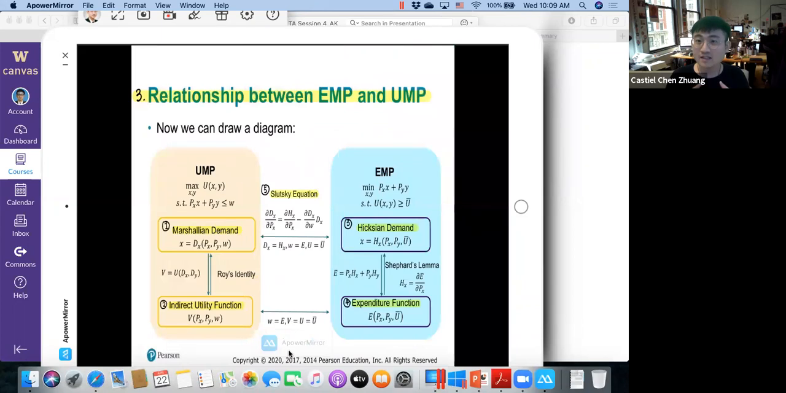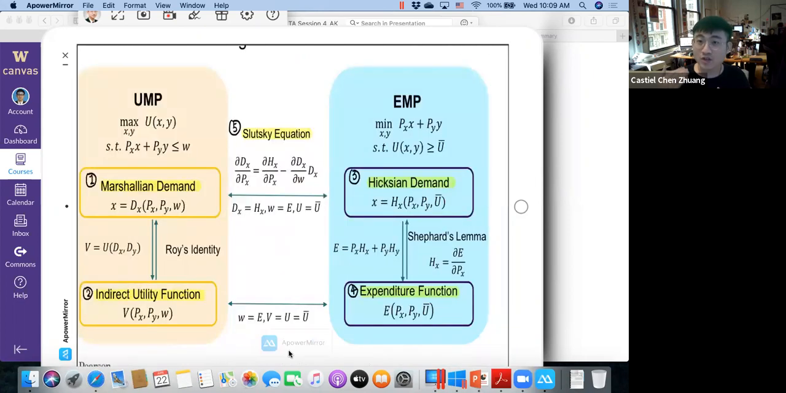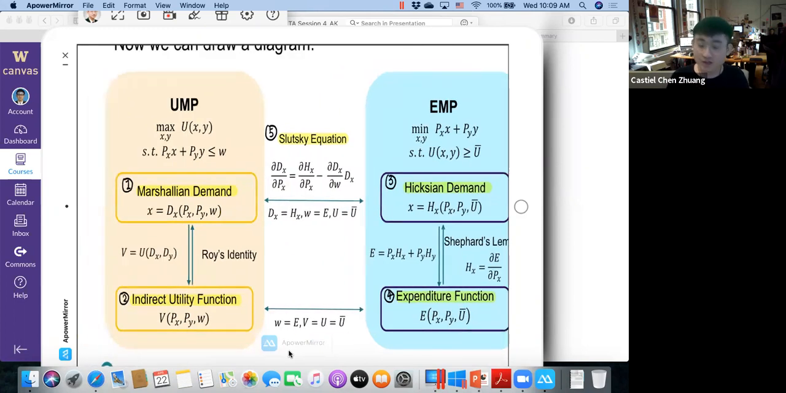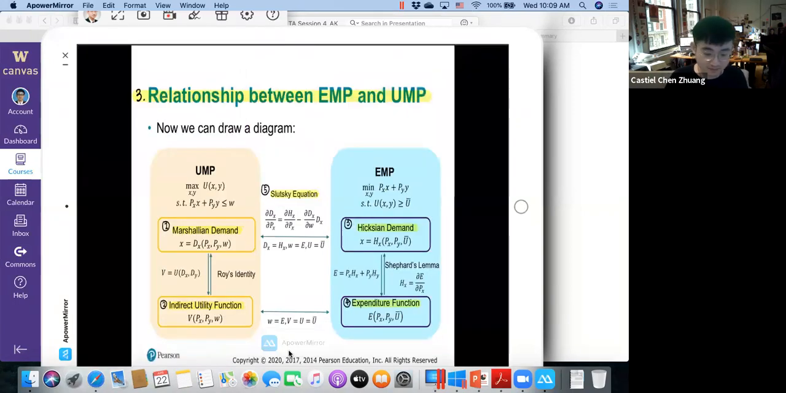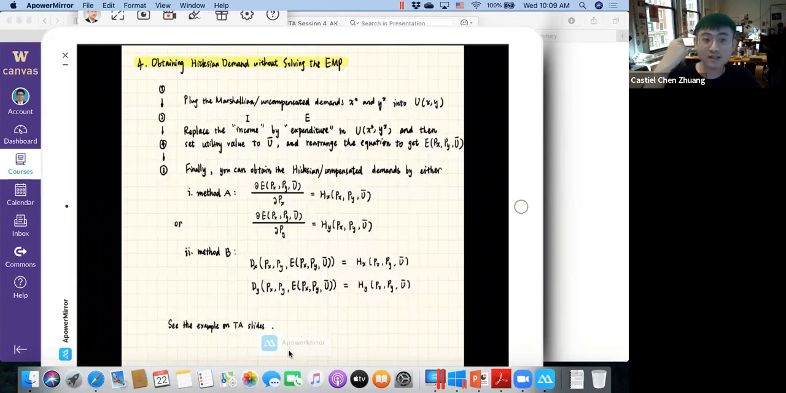So because of that, we can link these two problems, and to get a Hicksian demand, we don't really need to solve for the expenditure minimization problem. We can go from UMP. We can go from 1 to 2, and then to 4 and 3, instead of going from 3 to 4. And how to do that? How to obtain Hicksian demand without solving the expenditure minimization problem? The reason why we don't want to solve for EMP is because the constraint can be a little bit complicated. It can be nonlinear. And we are very familiar with UMP, right? So let's start from UMP.